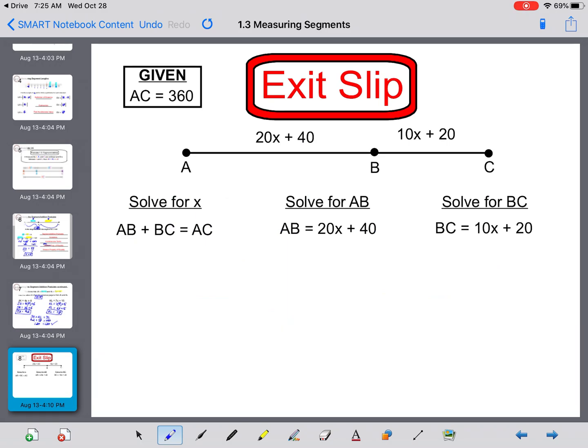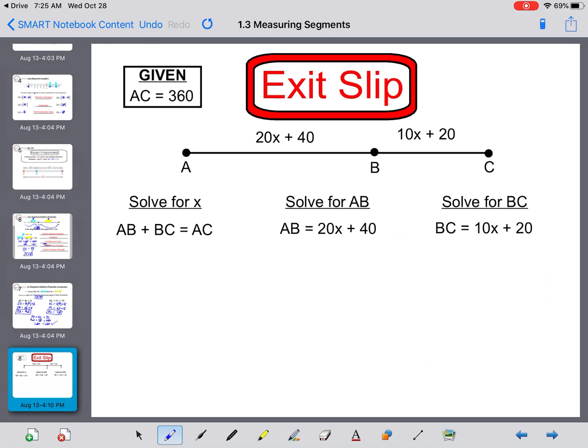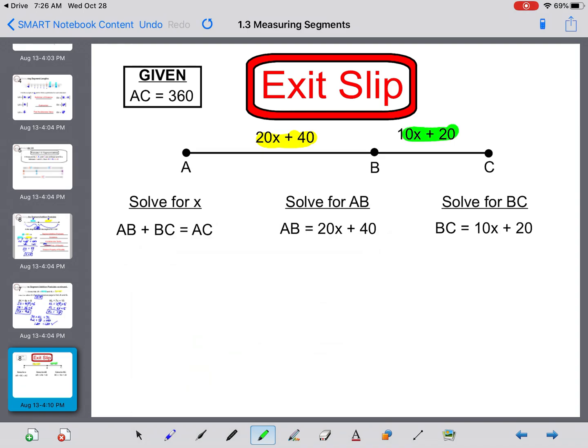For your exit slip, you are going to do the same thing that we just did, the same process, just using different numbers. AB is 20x plus 4, and BC is 10x plus 20. So first, solve for x. Second, solve for AB. And third, solve for BC. All right, and your given is in the top left corner. The entire length of AC is 360. So the entire line from A to C is 360.